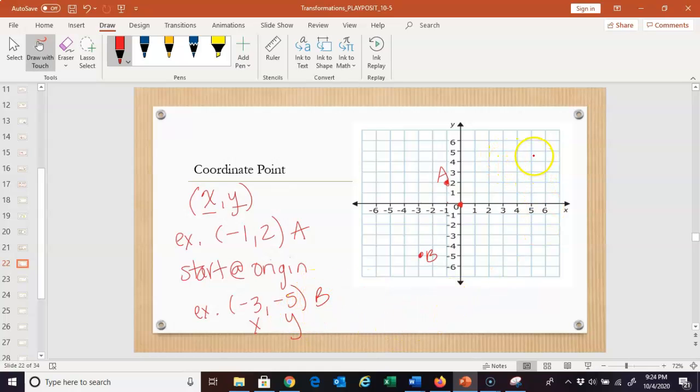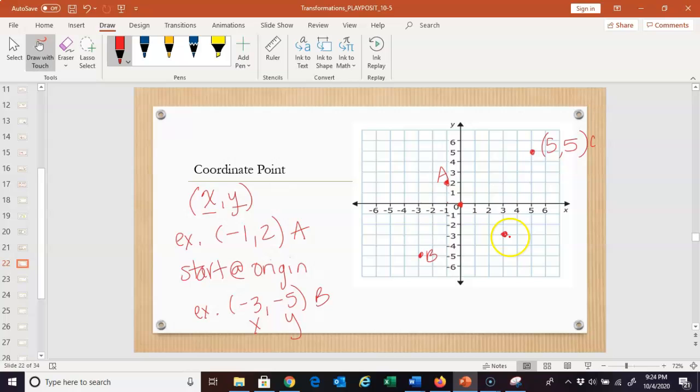How about if we go in reverse? What if I put a point here and I say, hey, what is the coordinate point of this one? Let's call it C. You do it the same way. To get the actual values, we'll start at the origin and count over in the x direction first. 1, 2, 3, 4, 5. So x is 5 and y is 5. That's it.